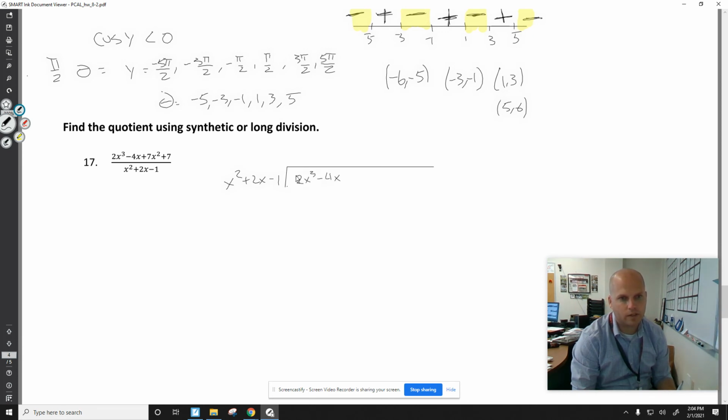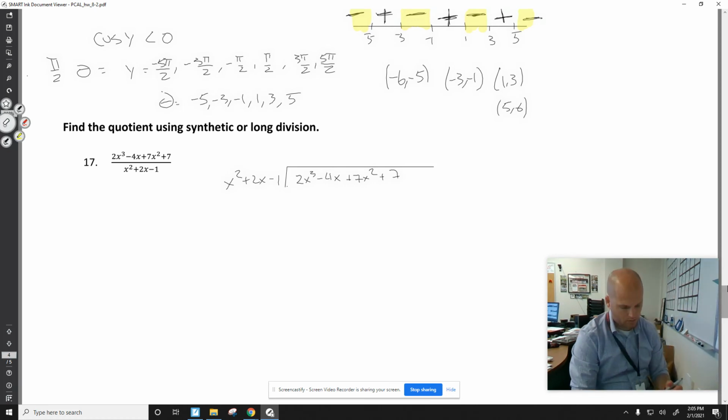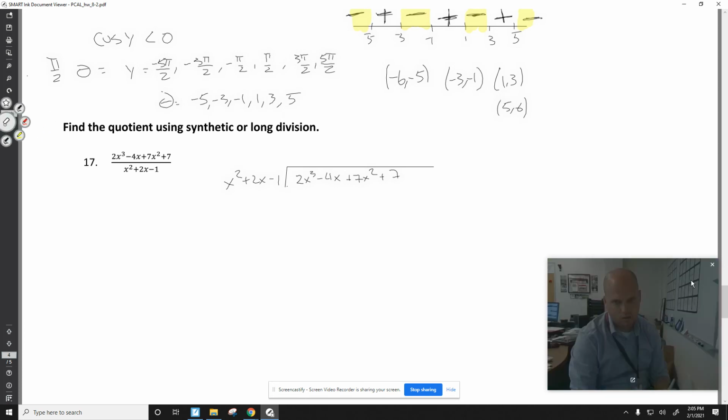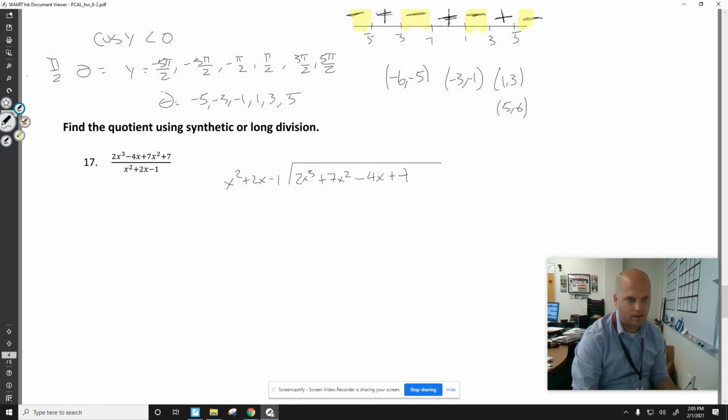2x cubed minus 4x plus 7x squared plus 7. Make sure things are listed whenever I press the erase button, it goes away. Make sure things are in standard form, highest degree to lowest degree. Make sure you have the cube first, the square second, that, then that.